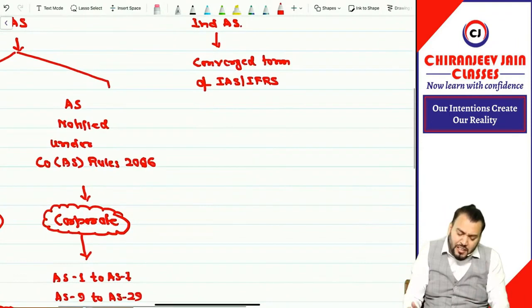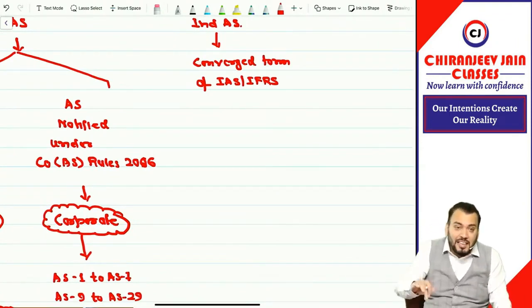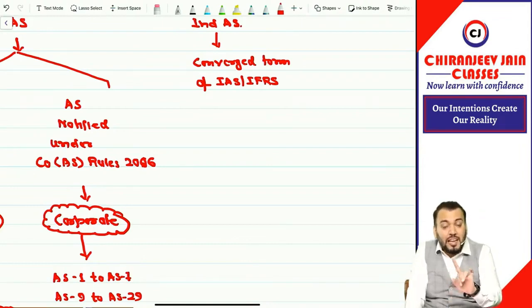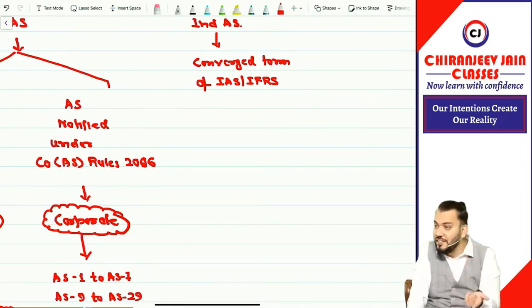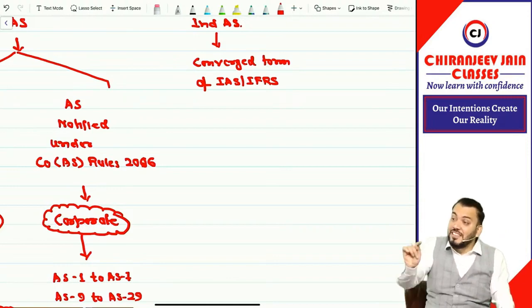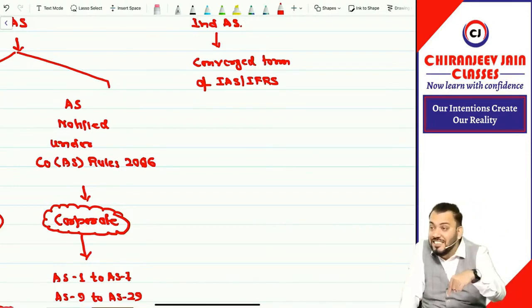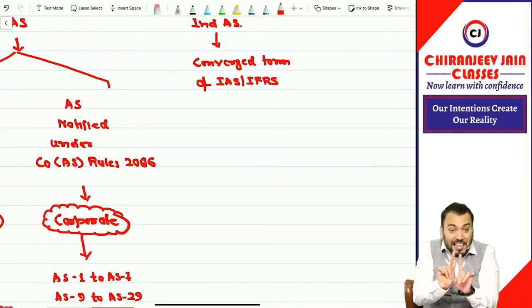Now you must be thinking, sir, you have written IAS or IFRS. What is IAS? What is IFRS? When I say IAS, it always means International Accounting Standard. When I say AS, AS means whatever you have done in CA Inter. When I say Ind AS, it is Indian Accounting Standard, what you will do in CA Final. So IAS does not mean Indian Accounting Standard.